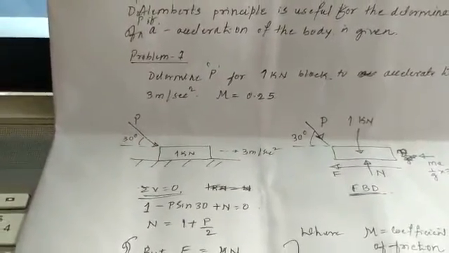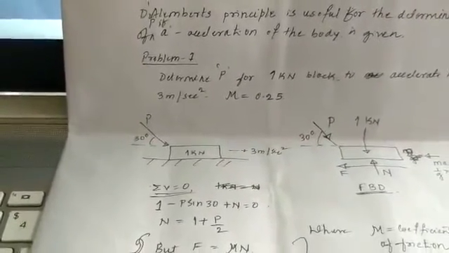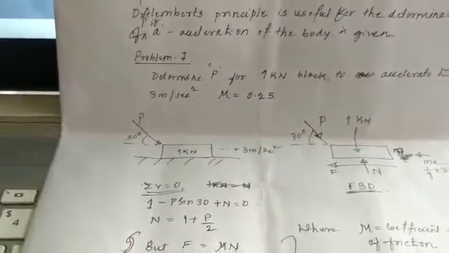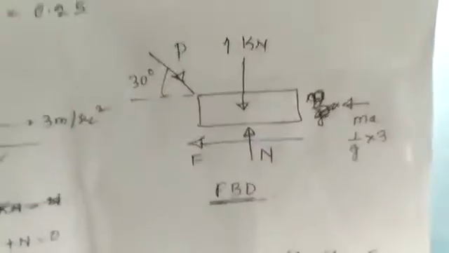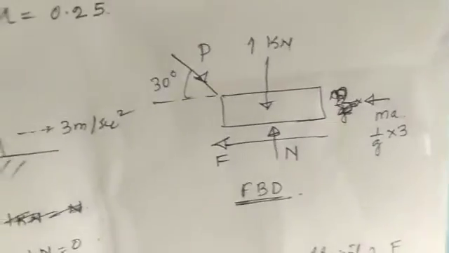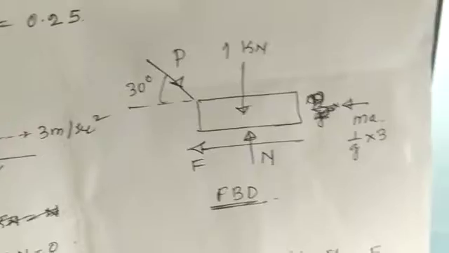To achieve this acceleration, how much force P is required to be applied? That is what we want to determine by using D'Alembert's principle. Here a free body diagram is shown, which will explain what forces are acting on the body, and it is under dynamic equilibrium.